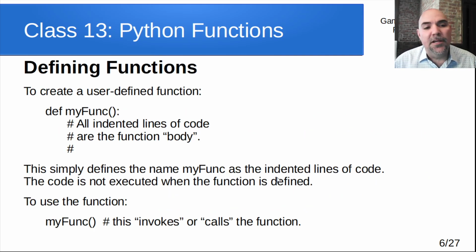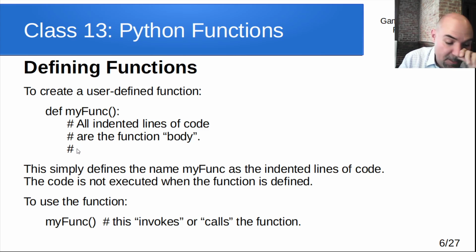Okay, so to create a user-defined function, the first step is to define it. And the way you define a function in Python is you say def, you give it a name. So this is us giving it a name. In this case, the example is my func. You need these parentheses and then a colon. And then indented underneath that is the sequence of instructions that you want to be associated with that name. Now this is defining my func as whatever indented lines of code we have underneath there.